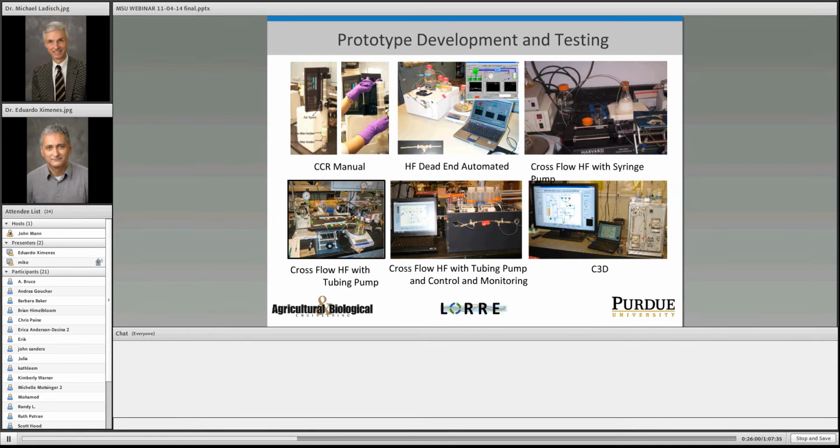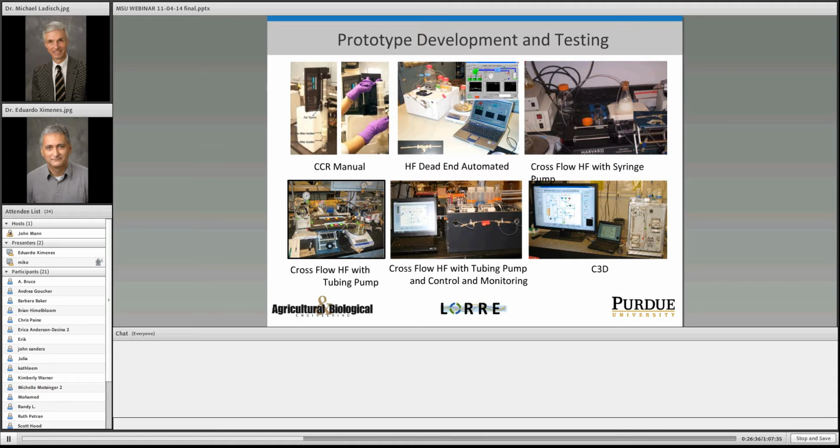So that started to give us some good results, and we found that if we could use the appropriate cross flow and cut off on the hollow fiber membrane, we did not need to have a syringe pump, since pulsation would not negatively affect the operation. So we then went to cross flow with a tubing pump so that we could have a continuous operation, which is the lower left picture, and we looked at various types of food materials there.